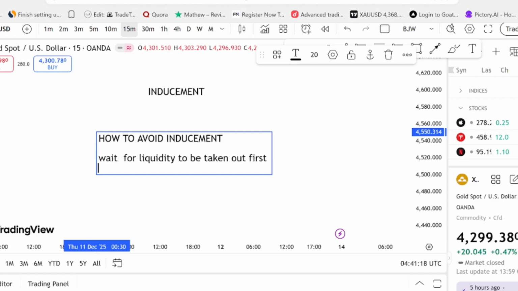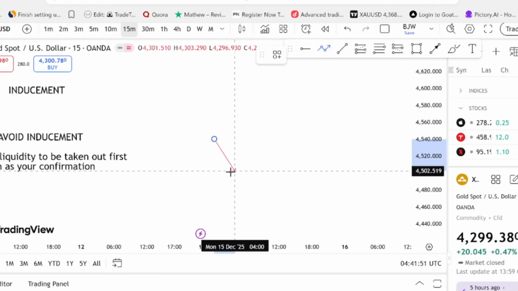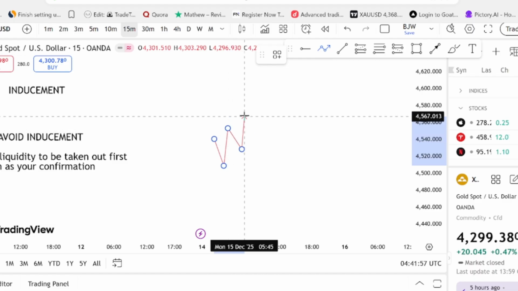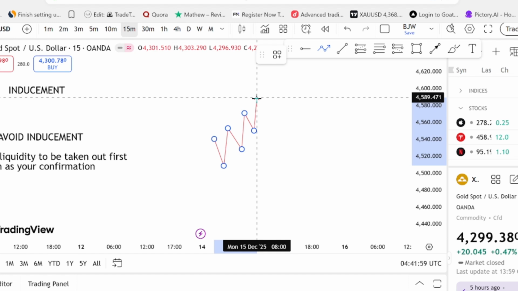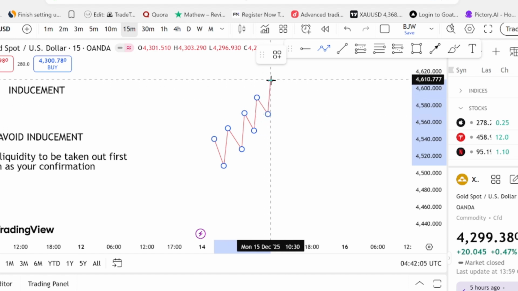All right, so another thing that you want to avoid in inducement is, you use change of character or SOS, right? Use change of character as your confirmation. Like I said initially, if we have something like this, we have this right now, and then we see price going this way, being bullish, right? Now, there is no structural liquidity. Now, how do we validate this? How do we avoid inducement? How do I avoid the expansion or the trap? So we want to wait for a change of character.